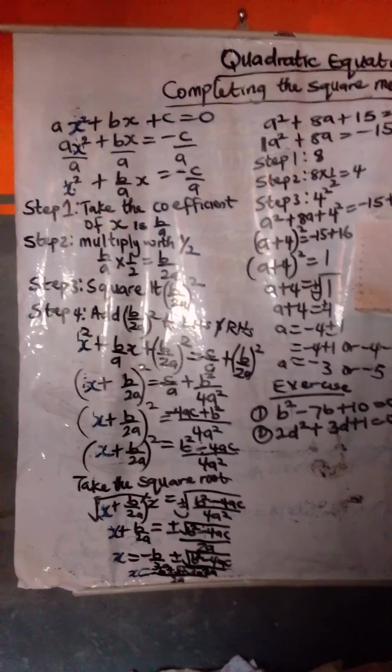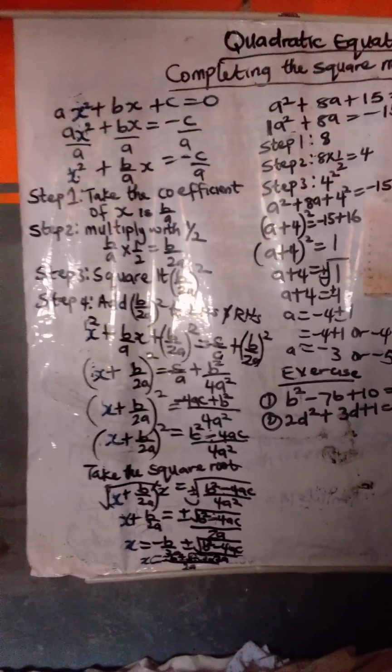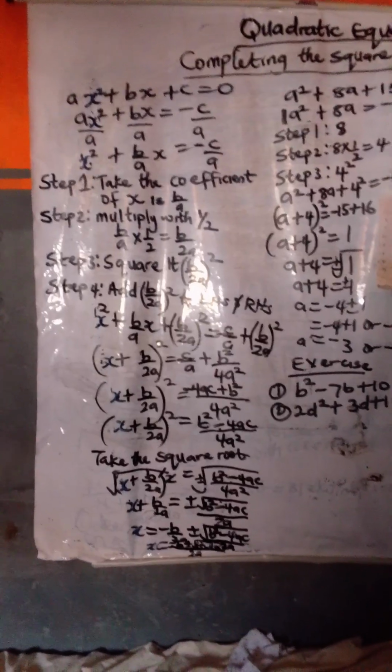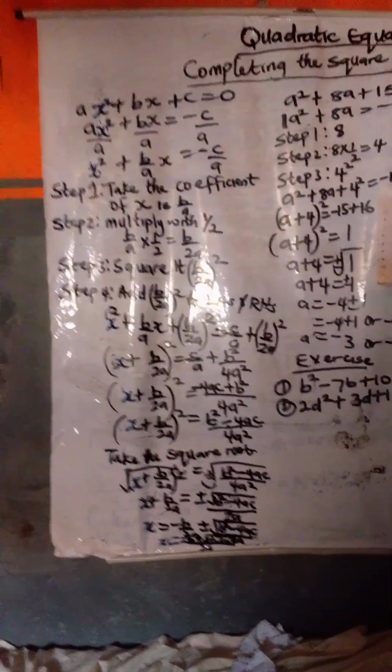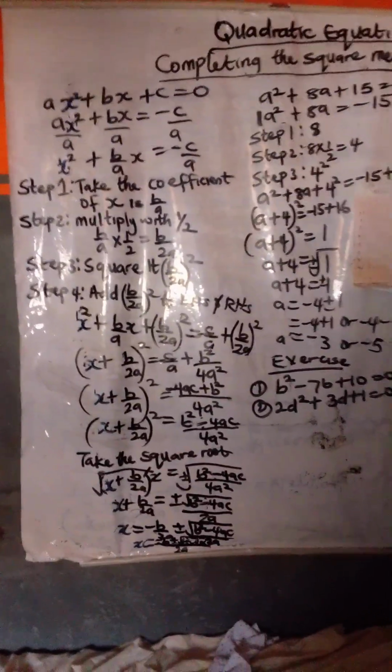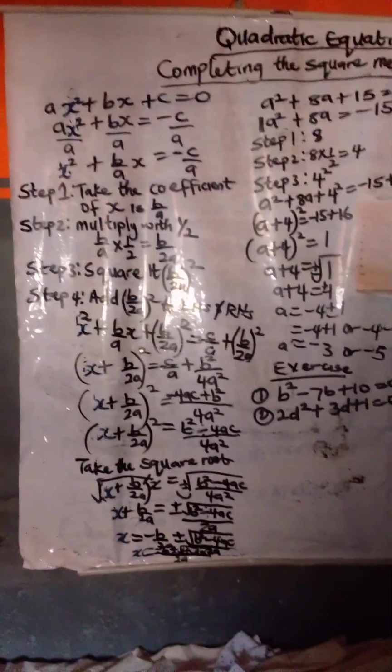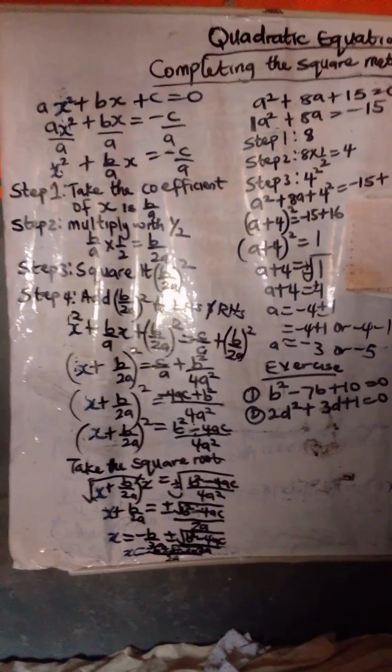over 2a. So you find your LCM. Your LCM is 2a. So lastly, you have minus b plus or minus the square root of b squared minus 4ac, all over 2a. That is what is there. So that is what we call the quadratic formula, or what we know as the almighty formula: minus b plus or minus the square root of b squared minus 4ac over 2a.